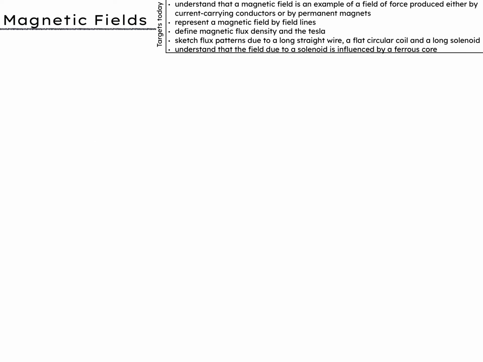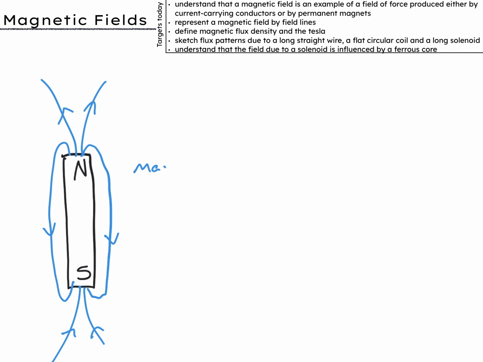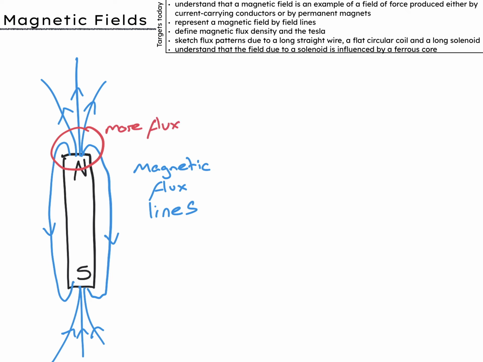A great place to start is by describing the magnetic field. With a permanent magnet, there's a field around it, which we represent using magnetic field lines, which I'm going to call flux lines here, magnetic flux lines. The magnet is strongest at the ends, which is where the flux lines are closest together. There is more flux in this area than this area. So we say that the magnetic flux density is high.